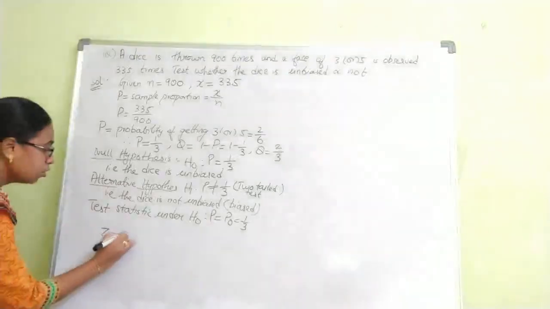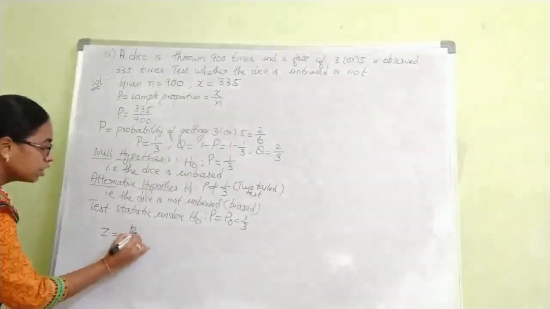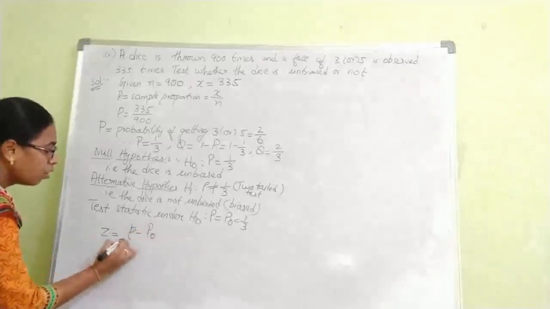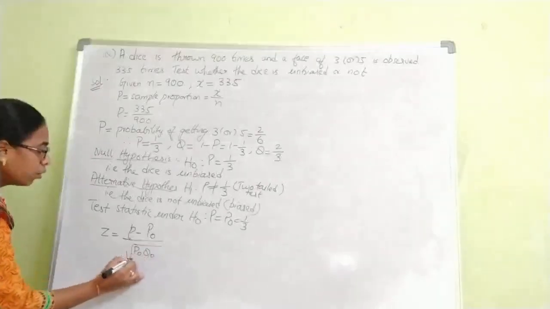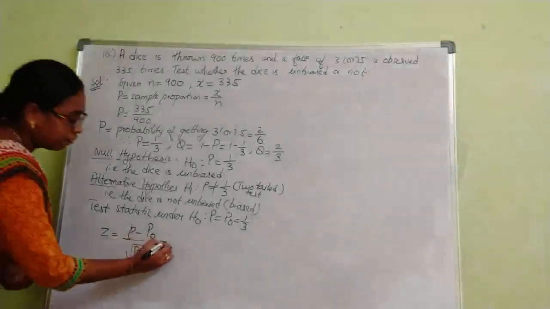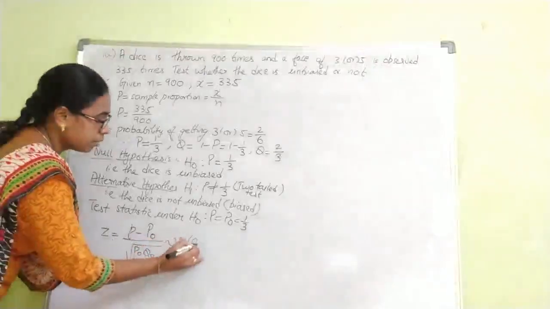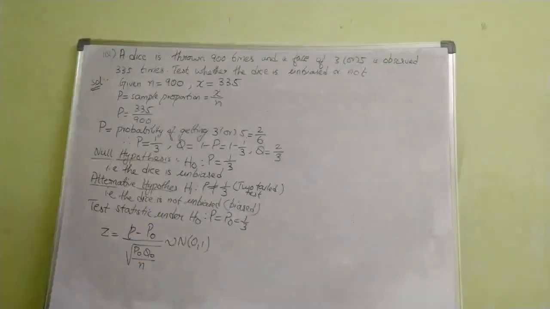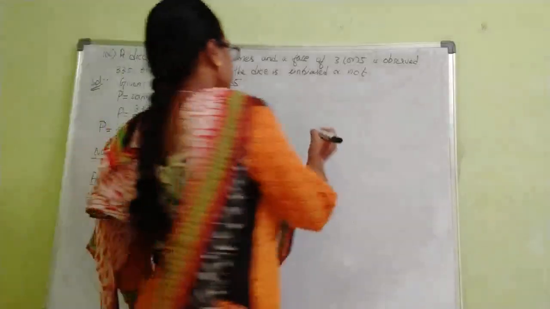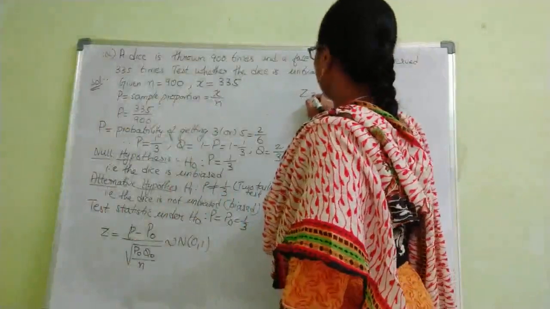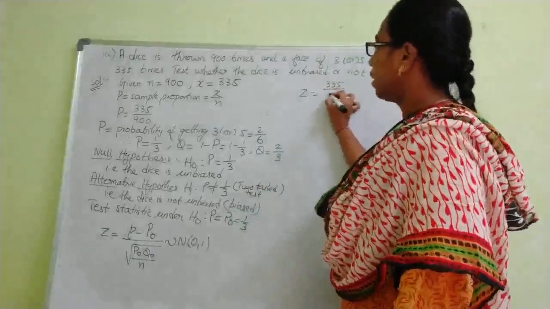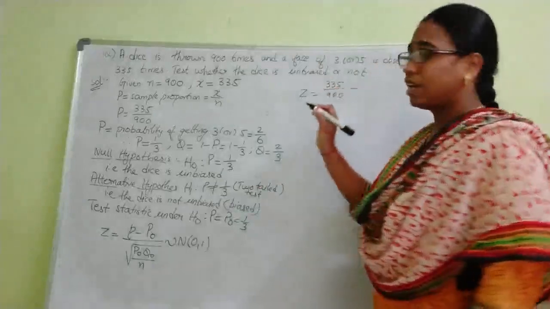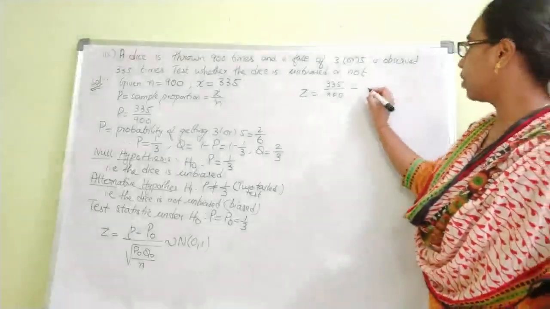Z equals small p, that is proportion, minus capital P naught divided by under root P naught Q naught by small n, which follows the normal distribution with 0, 1. Now substitute all the values. So first here Z equals, what is the proportion value? 335 divided by 900. So you can directly write the answer also, or you can simplify here also.